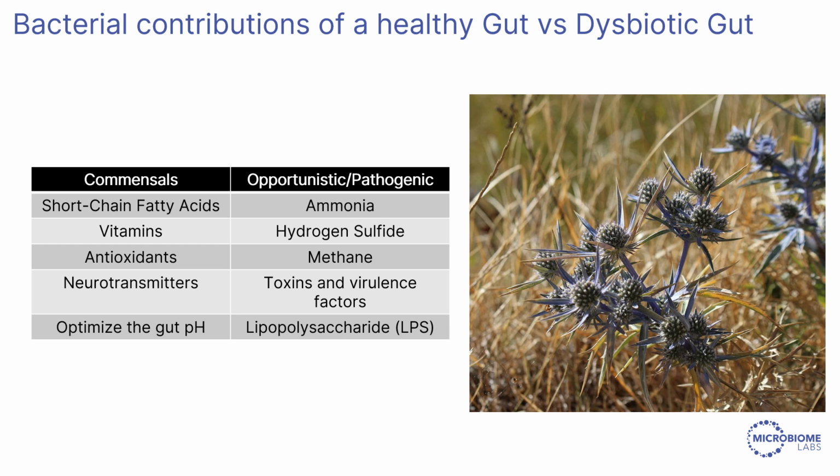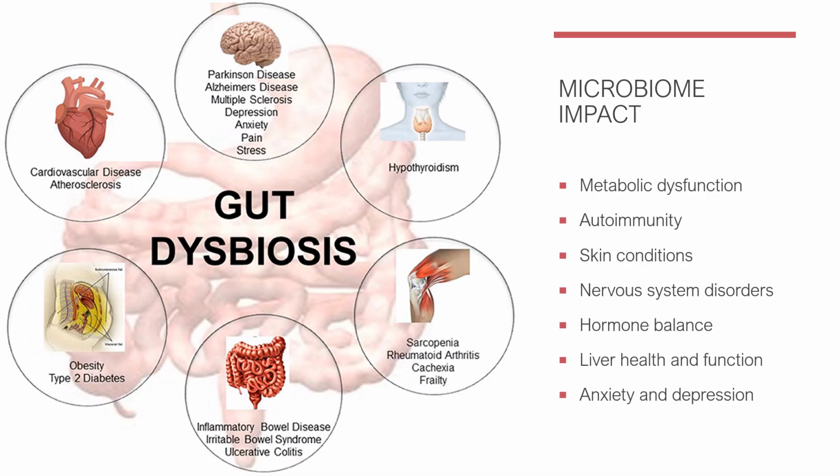But on the other hand, pathogenic bacteria can produce more harmful byproducts like ammonia, hydrogen sulfide gas, methane gas, toxins and virulence factors, and particularly a very common endotoxin called lipopolysaccharide. The focus of our time together today will be gut dysbiosis and its overall impact.